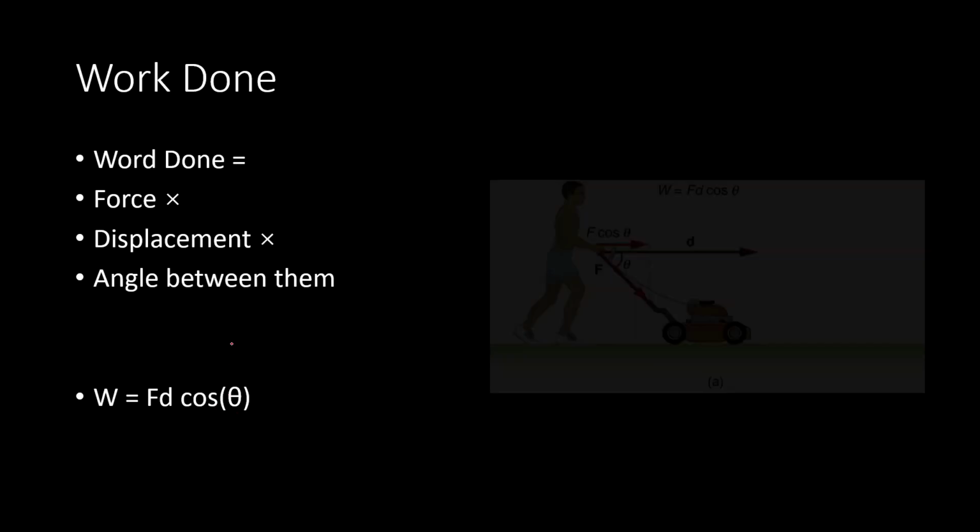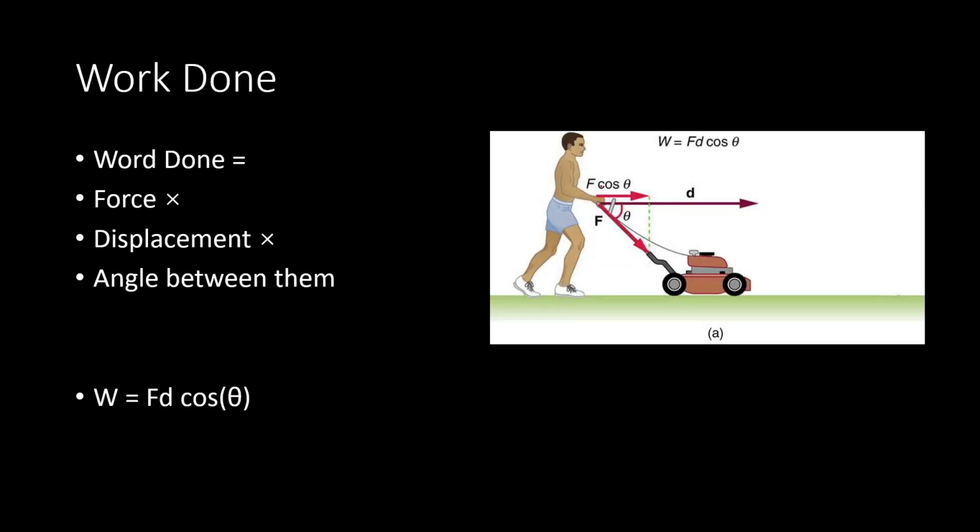So, can we generalize this situation? Yes, we can. Work done is equal to force times displacement times the cosine of the angle between them, which we can also write as a formula: W is equal to F times D times cosine theta, where theta represents the angle between the force and the displacement. The right-hand side diagram shows clearly how these three variables are related to one another.